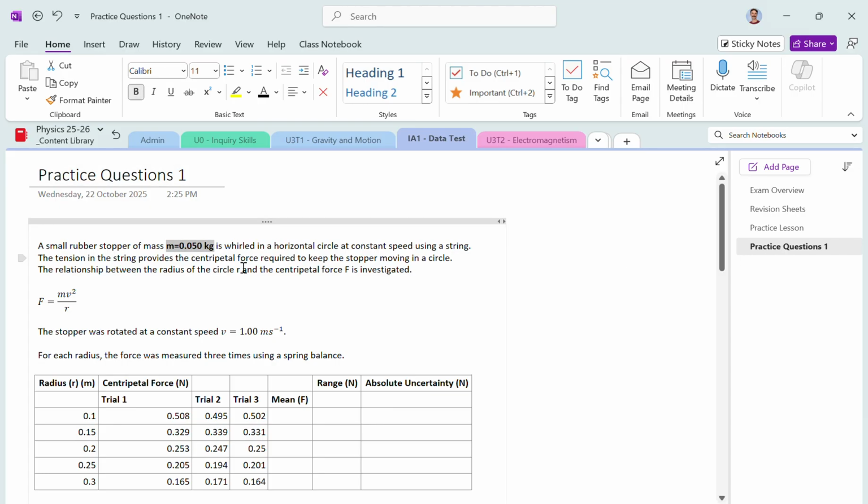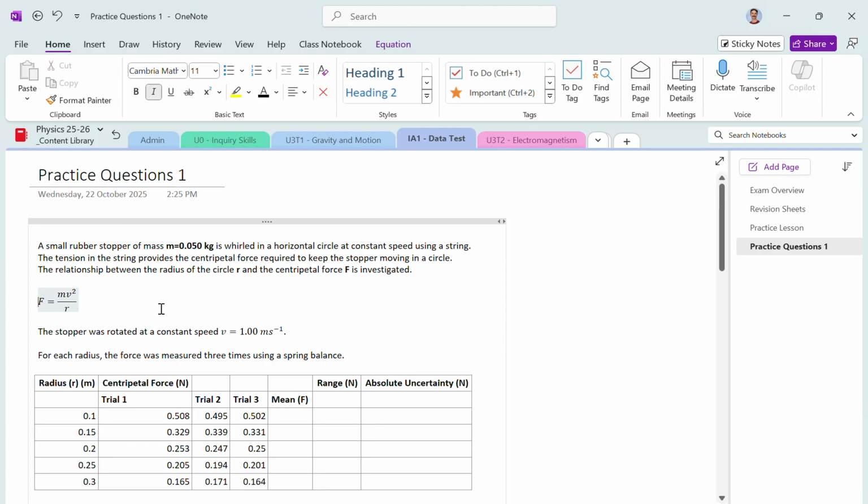This says a small rubber stopper of mass 0.05 kilograms is whirled in a horizontal circle at a constant speed using a string. The tension in the string provides the centripetal force required to keep the stopper moving in a circle. The relationship between the radius of the circle R and the centripetal force F is investigated, and this is represented with this formula here.